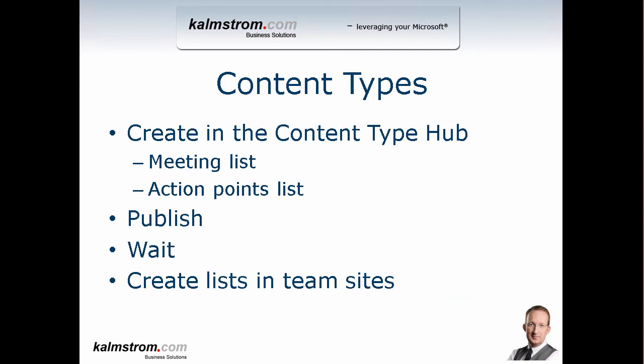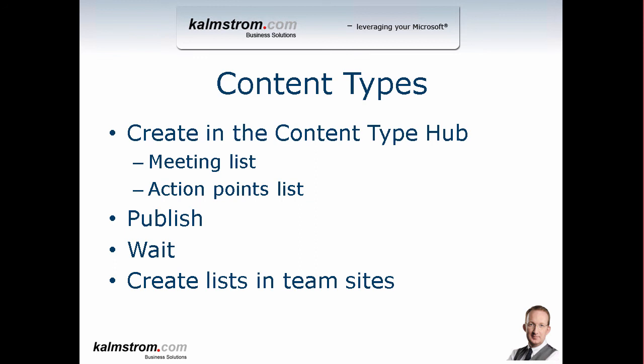Then the content types that are going to be created are two of them. It's going to be a meeting list content type, and there's going to be an action point list. Both of those are going to be published in the content type hub, which is something you might not have worked with before, but it's really powerful. and it also increases discoverability in your enterprise scenario. Otherwise, you have to create the content types in every site collection, and you really don't want to do that. So creating the content types in the content type hub is important.